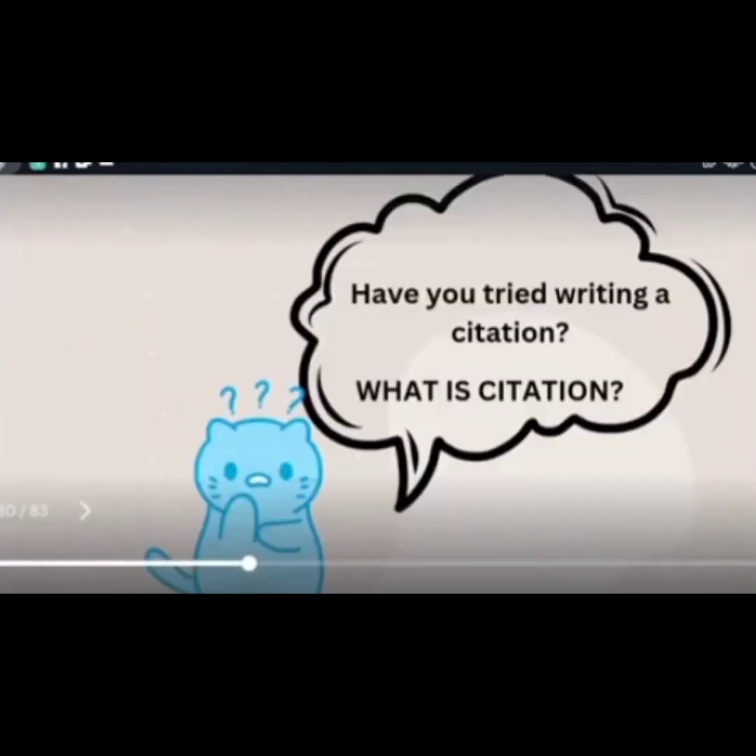Next, let's talk about citation. What is a citation? Have you tried writing a citation? What really is a citation? As students, have we been aware of what the citation styles are? I think going back to our junior high school days, we were taught what a citation is and its importance in our lives.